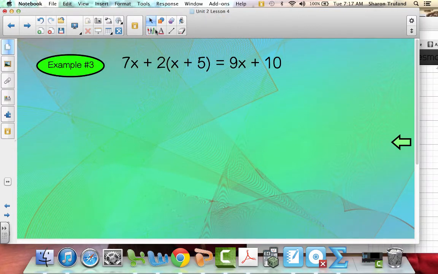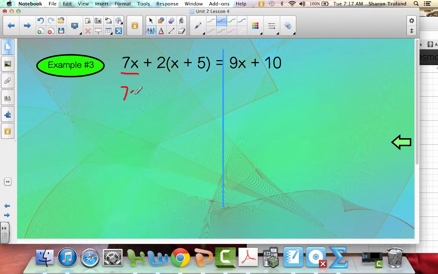Okay, one last example for the day. All right, there's my border. And by now we should be pretty adept at this, so let's start reading left to right. 7x, nothing's happening with you. Plus 2 times, oh, they want me to double everybody in these parentheses, so plus 2x plus 10. And then over here we have 9x plus 10.